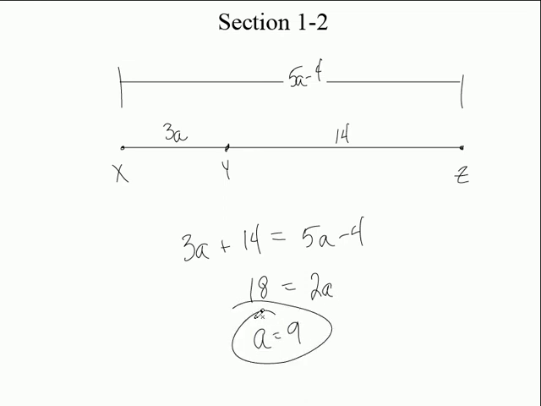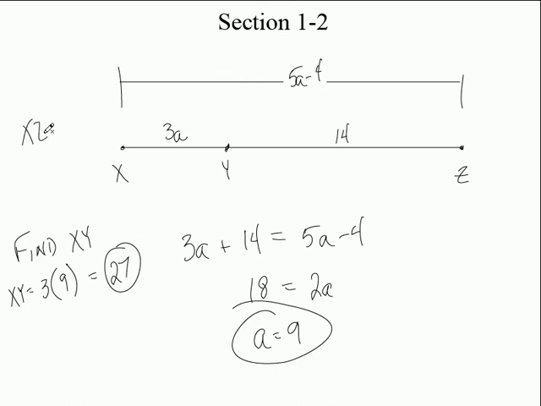Okay? So they ask for a, but they also ask for something else. I think they also say find a, and they also say find XY. They don't put a little symbol over top of it, so what does that mean? Find the length of the segment. So what do we do? Well, it's just 3 times what? 9, because the length of XY is equal to 3a, isn't it? Or 3 times, we just found a, which is 9. So what is the length of XY? 27.